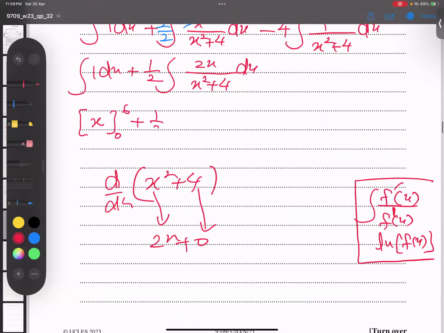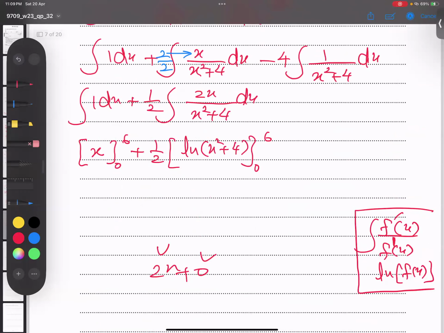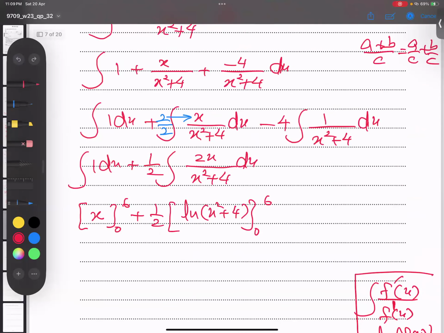And this half will stay outside. Logarithm of denominator, I will write only. And the top value will eliminate automatically. So this is done. I believe this part is completely over. Let's discuss the other one, the last one.